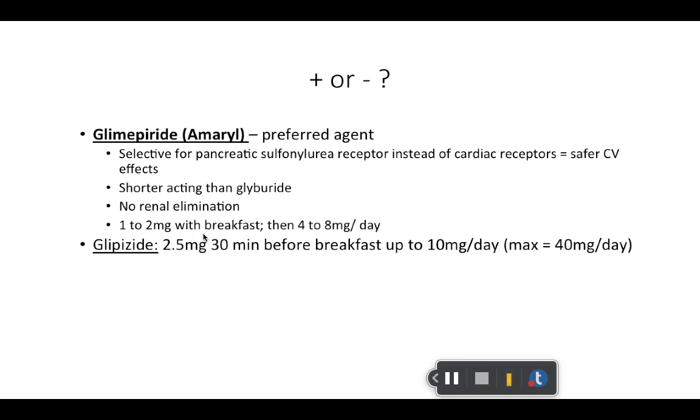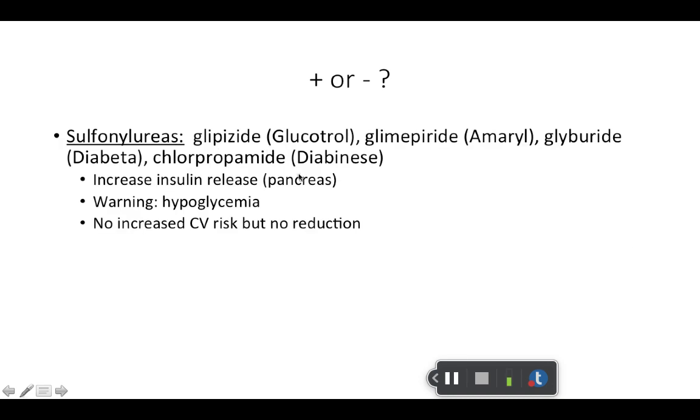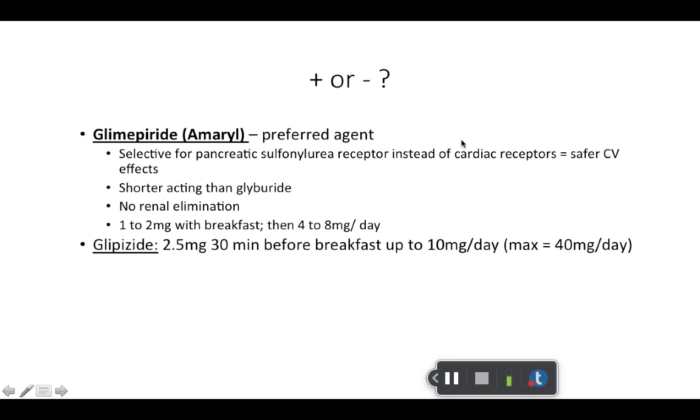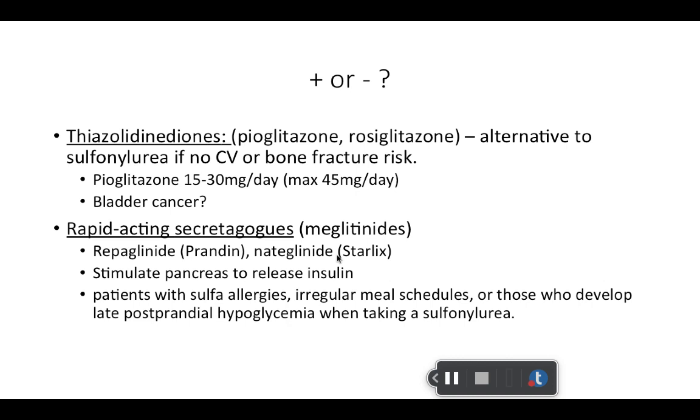The first line sulfonylurea is going to be your Amaryl, which is glimepiride. This is the preferred agent of this list. So for studying purposes, if you want to put a star right here by this one, this is going to be your first line if you are going to go with the sulfonylureas. And again, this is where students don't like it when I tell them that, because it's a lot of ifs and ands and patient specific. So this is going to be your first line one. It is shorter acting. You don't have to worry about renal elimination.